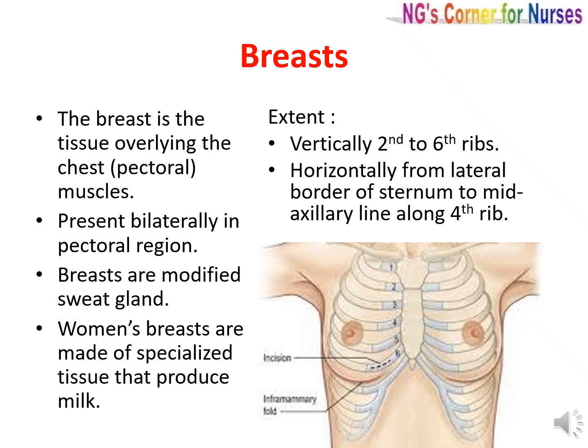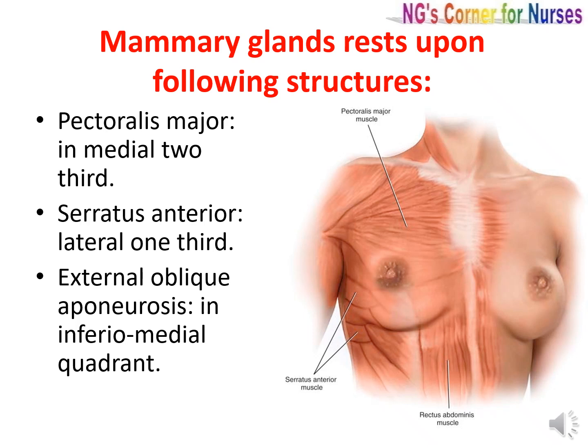It extends vertically from 2nd to 6th ribs and horizontally from lateral border of sternum to mid-axillary line along 4th rib. The breast lies on top of the pectoralis major muscle. So the mammary gland rests upon the following structures. The pectoralis major is a large fan-shaped muscle which forms the base of the breast. Then the serratus anterior and external oblique aponeurosis also contribute to the overall structure and support of the chest wall and breast area.